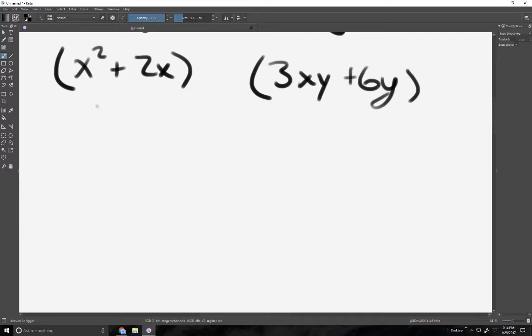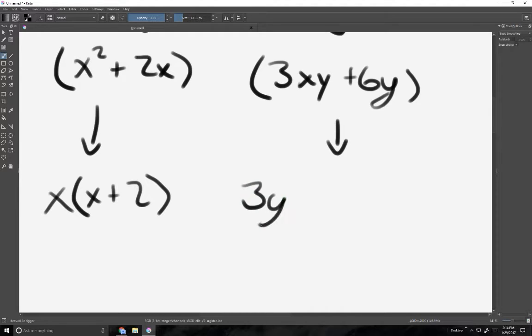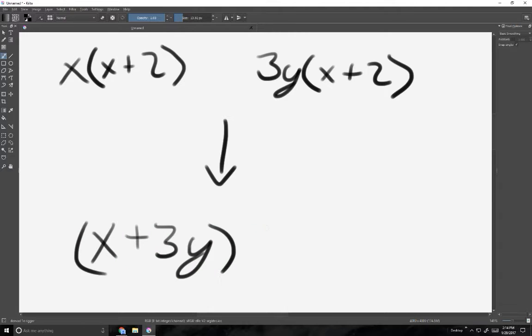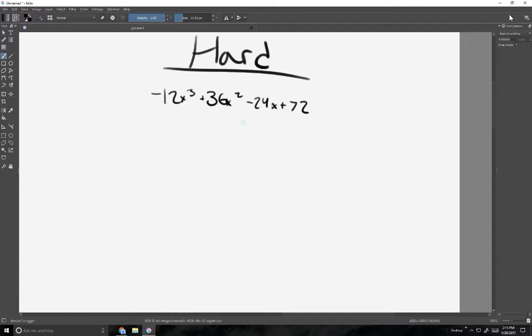We have x as the common factor, and so you have x times x plus 2. Then same thing, but this time you also have a y you can factor out, so you have 3y times x plus 2. Next, we draw an arrow to show what you do next. Rewrite them with your terms outside of the parentheses, so you have x plus 3y, and then you multiply that by x plus 2, and that is the factors that you would need to get your answer.